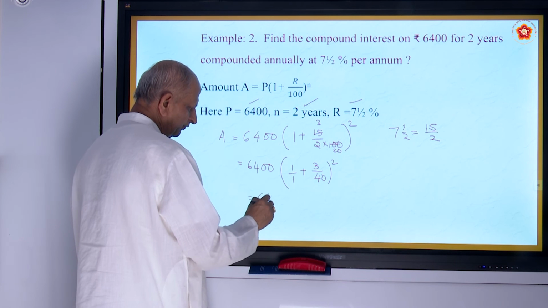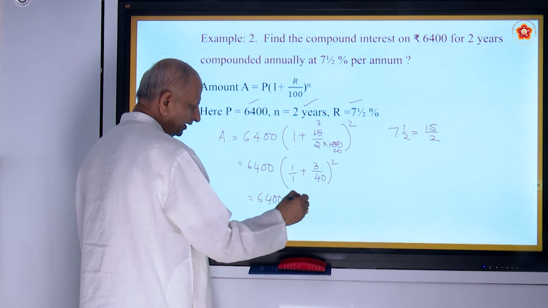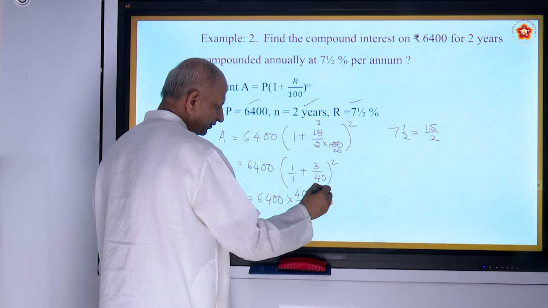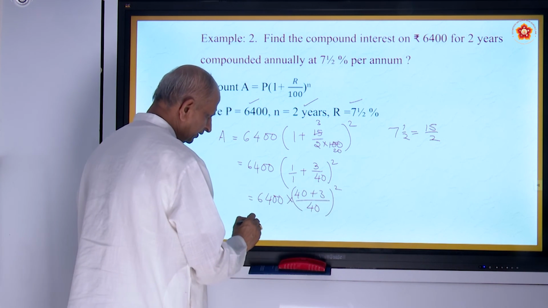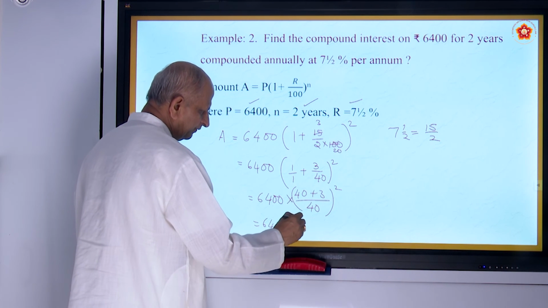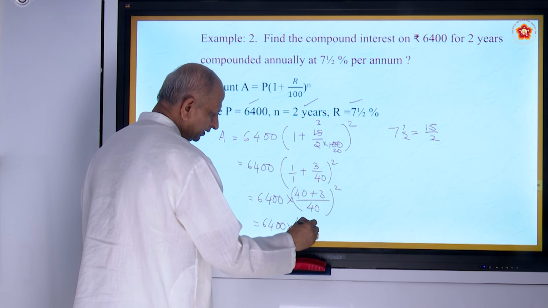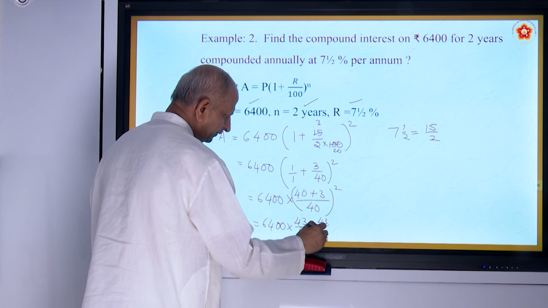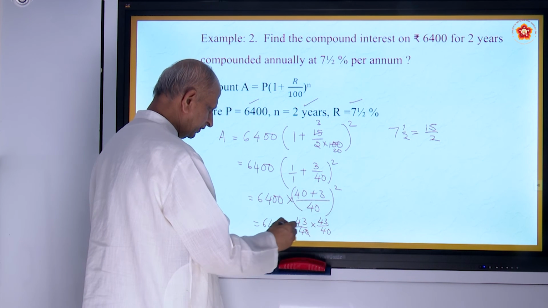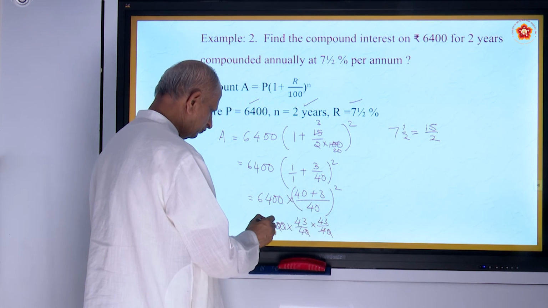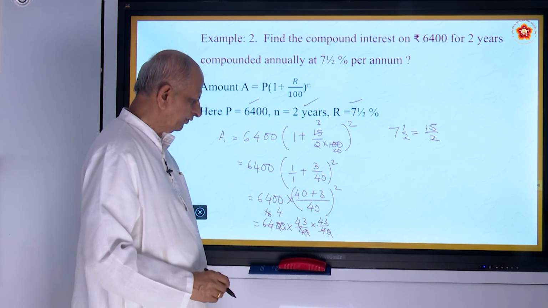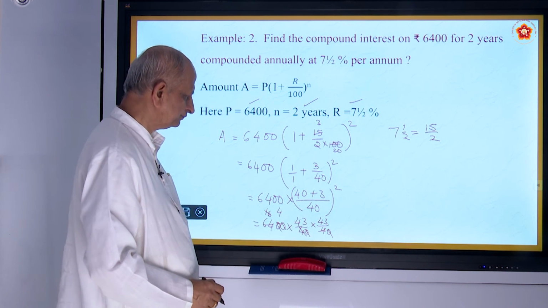That is 6,400 into, LCM is 40, (40 plus 3) squared. That is 6,400 into 40 plus 3, how much? 43 by 40 into 43 by 40. Then what happens? 0 0 cancels, 0 0 cancels. 4 ones are 4, 4 16s are 64, 4 ones are 4, 4 4s are 16. Now 43 into 43 into 4.